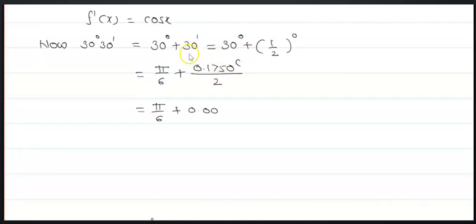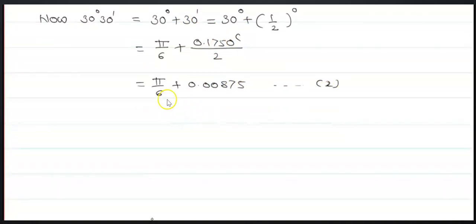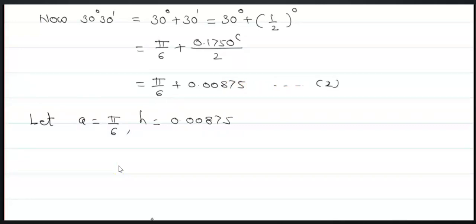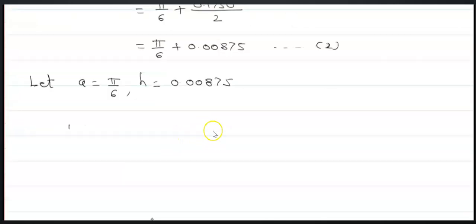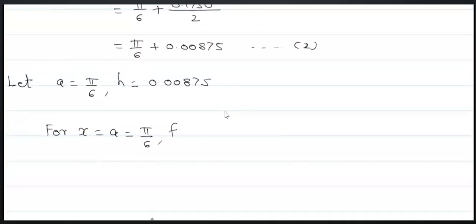That is, we find the value of 30 minutes, and this is in radian. That is pi by 6 plus 0.00875. Now a is equal to pi by 6 and h is equal to 0.00875. Now again, here x is equal to a is equal to pi by 6.